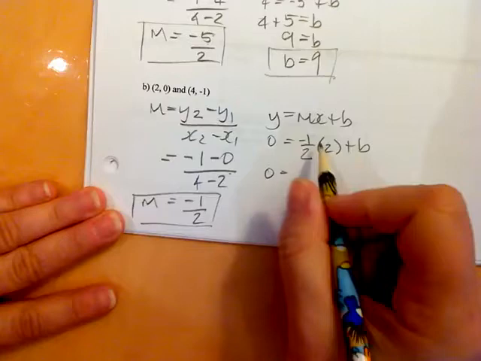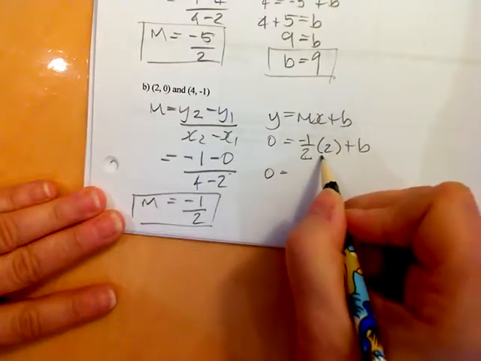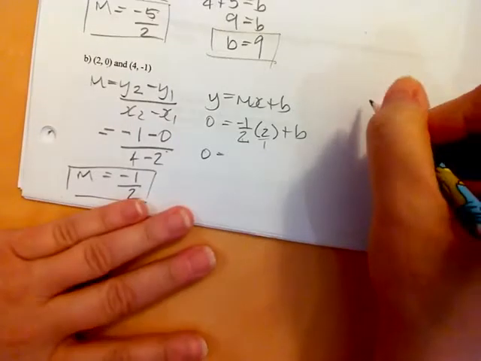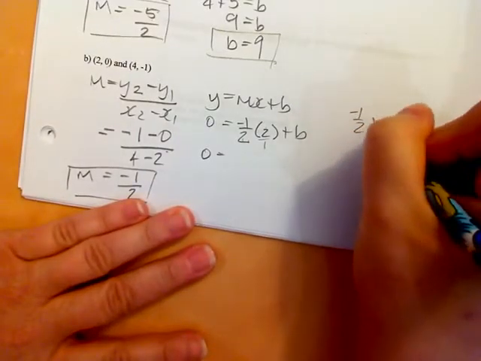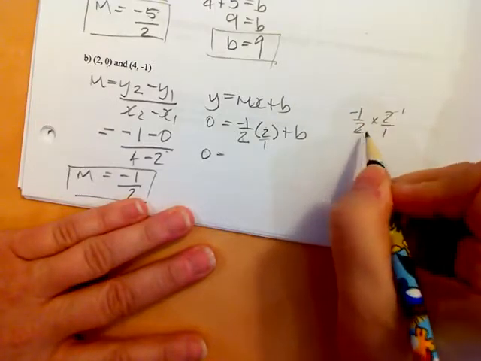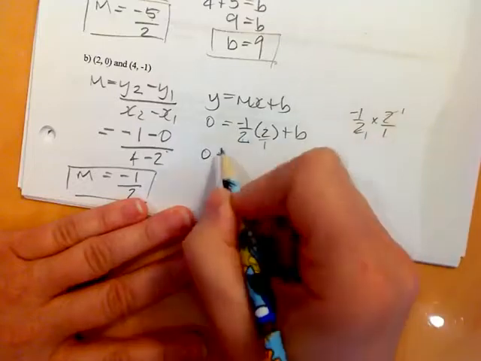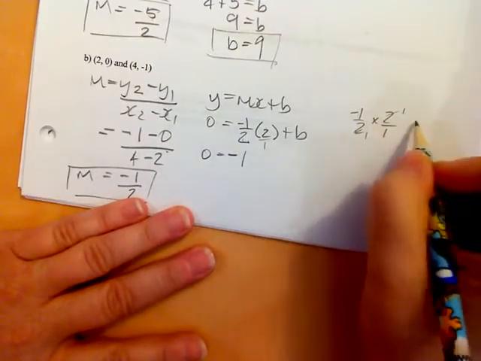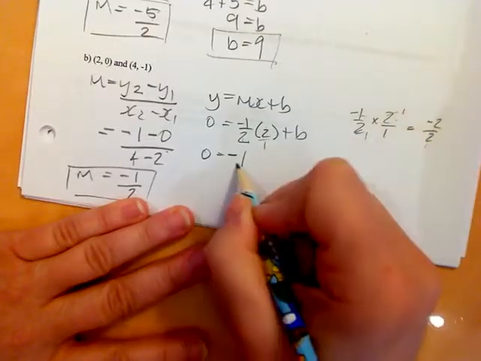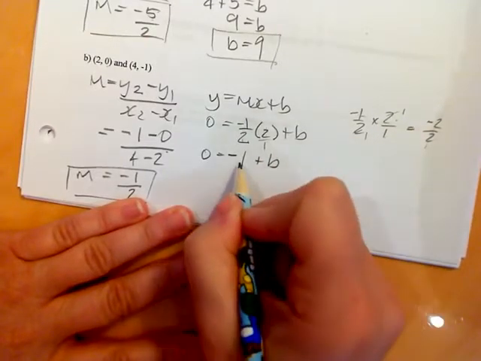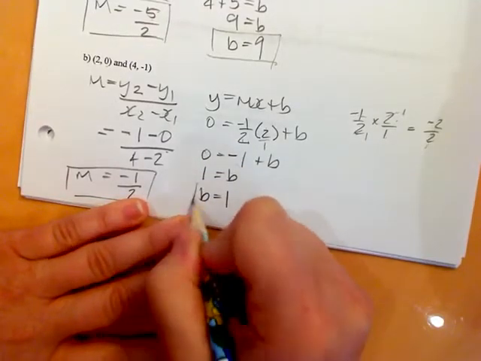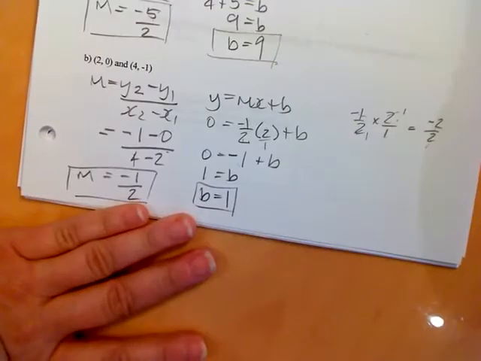And 0 equals negative a half times 2, plus b. Over here you can do negative a half times 2 over 1, and you can cancel 1 and 1, so this is negative 1 over 1, which is negative 1. Or you could have multiplied it out, which is negative 2 over 2, and then just reduced, it still gives you negative 1. So now I'm going to bring negative 1 over here, so it's 1 equals b, and I'll rewrite it as b equals 1, and there's my slope, and there's my y-intercept.